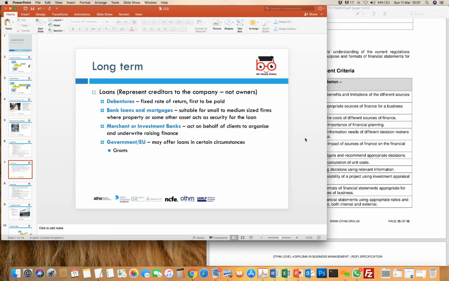Okay. Now, some of the other long-term sources of finance we look at is something called debentures. We also look at bank loans and mortgages. Sometimes you will see investment and merchant banking also taking up a stake within the company, and I'll explain that with an example. And in some cases, companies might also be able to raise money by getting government grants, or EU, European Union, grants, to grow the business.